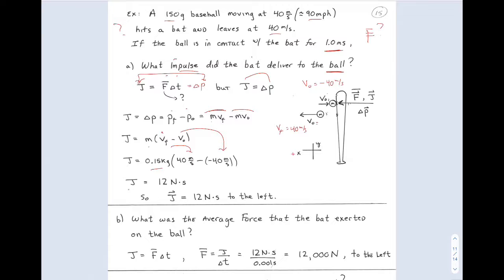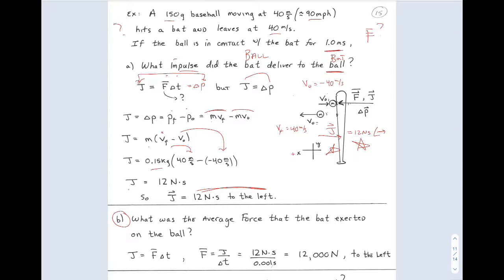Now I could also ask, what impulse did the ball deliver to the bat? In that picture, if this is 12 Newton seconds to the left, then that would be 12 Newton seconds to the right. So this would be the impulse that the ball delivered to the bat. Just like Newton's third law, the bat exerts a force on the ball, and the ball also exerts a force back on the bat, and an equal and opposite impulse back on the bat. So that's for part A.